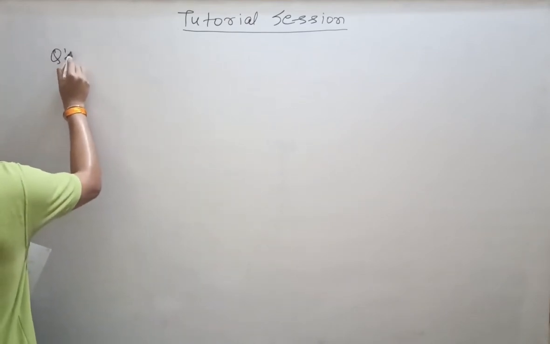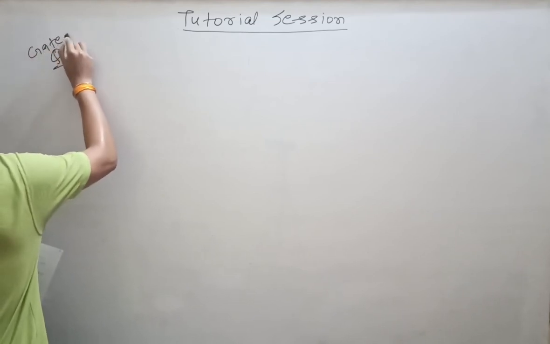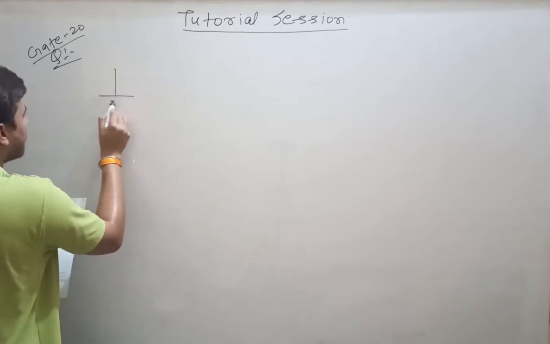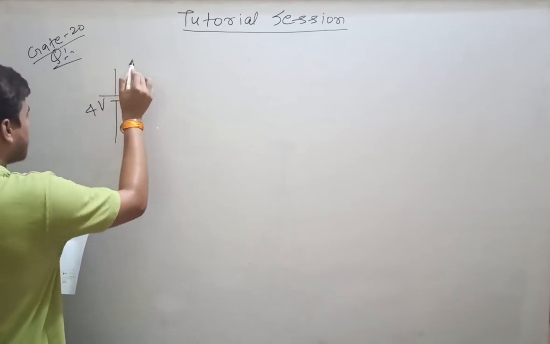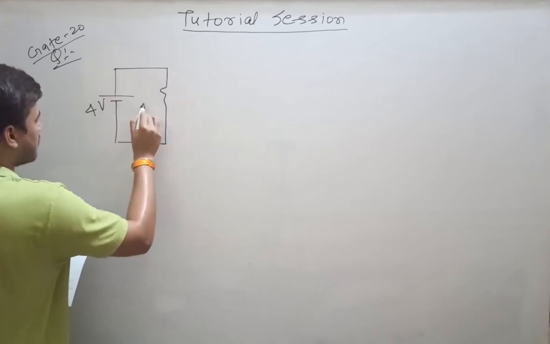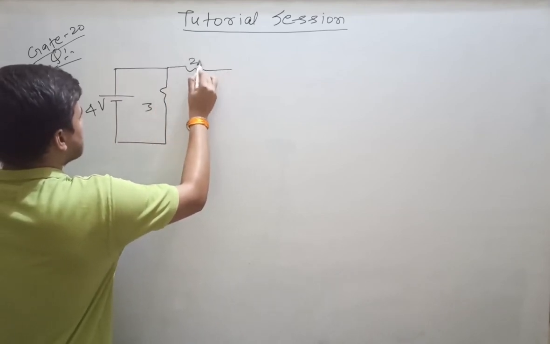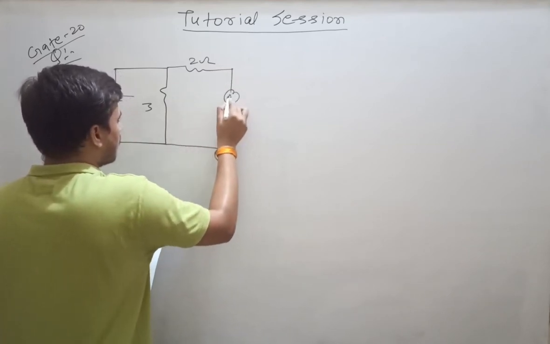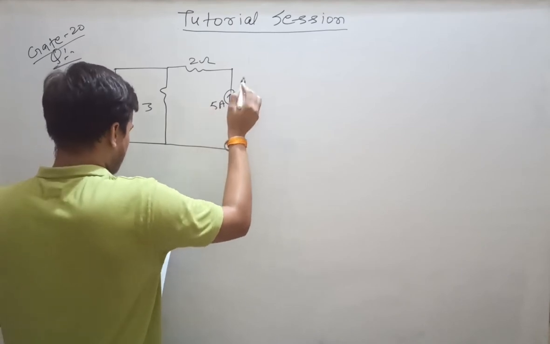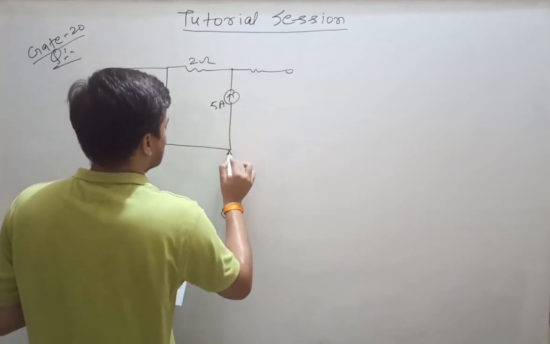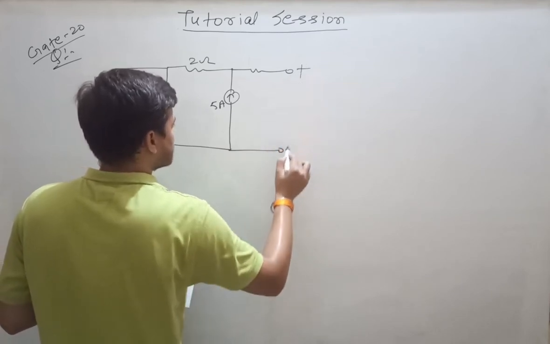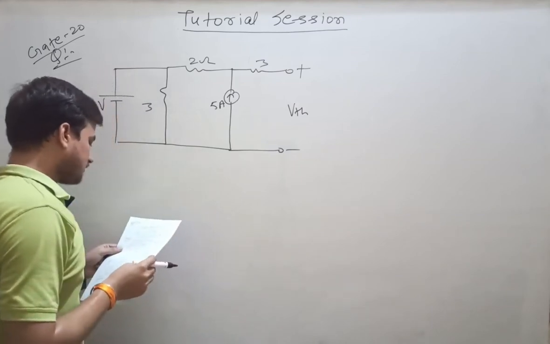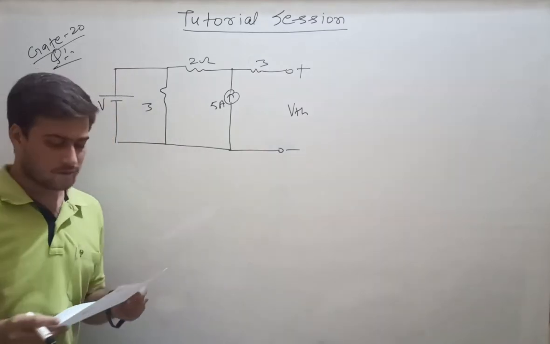See, this question was asked in GATE 2020 Electrical Engineering. It is given you have a battery of 4 volt potential, then a 3 ohm resistor, then a 2 ohm resistor, then you have a current source of value 5 ampere, then plus minus VTH, and it is 3 ohm. You have to calculate the value of VTH.